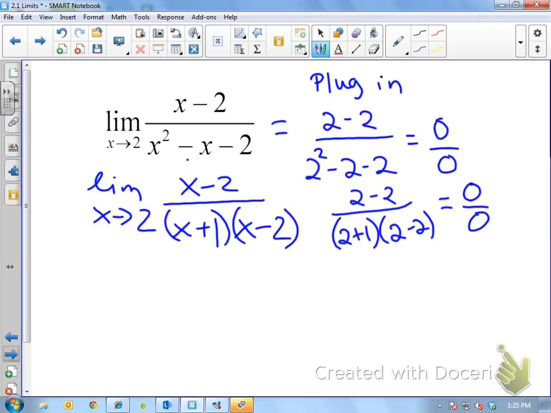What if I had 3 over 2 times 3? What can I do to simplify this? Take out the 3. Okay. That just leaves me 1/2. Well, this is the same idea. Even though they're bigger terms, what's the same?